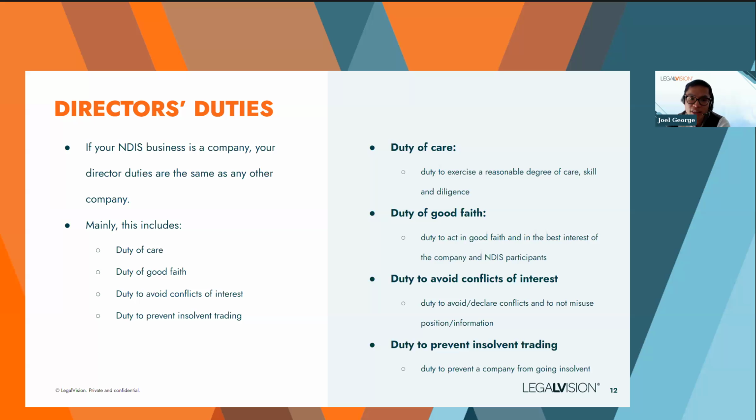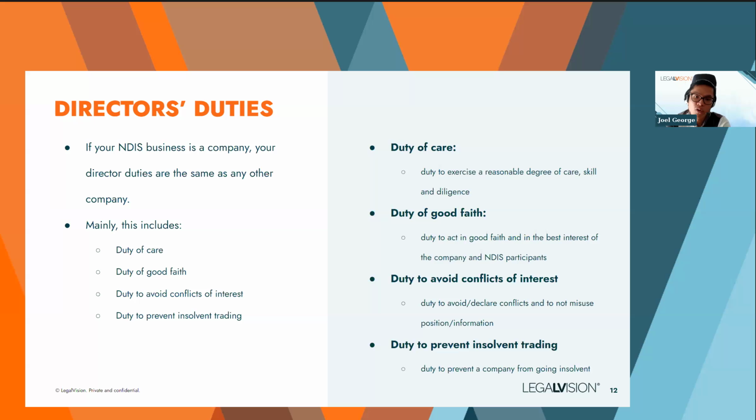The duty of good faith is slightly different, but has a lot of overlap. It's basically the duty to act in good faith and in the best interest of the company. But because we're talking about NDIS, this also extends to your NDIS participants. An example of this duty is where directors should not use their powers for an improper purpose. An example includes issuing shares to yourselves in order to dilute the other shareholders. Things like that are generally not permitted.